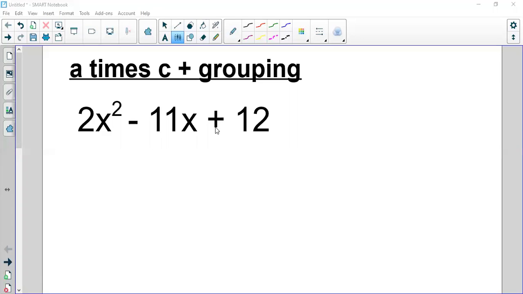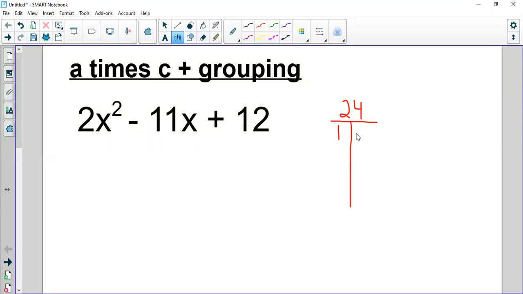We'll do one where the c term is positive, but the b term is negative. So I'm still going to add to make this 11. I'm going to be adding with some negative numbers to make the 11. Let's start by multiplying a times c. 2 times 12, I'm going to put that over here, is 24. And now I need to come up with some factors of 24 that are going to add to make 11.